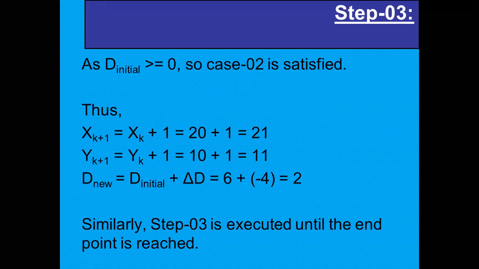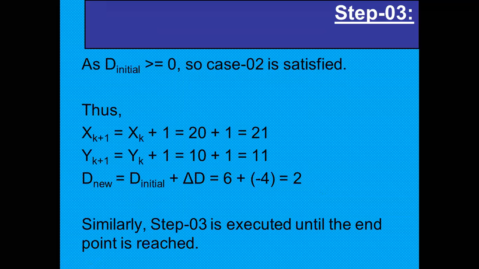To calculate the new value of d, the formula is d initial plus delta d. Now you can put 6 plus minus 4, and you will get 2. So d new, here we are again getting 2. So similarly we will proceed.